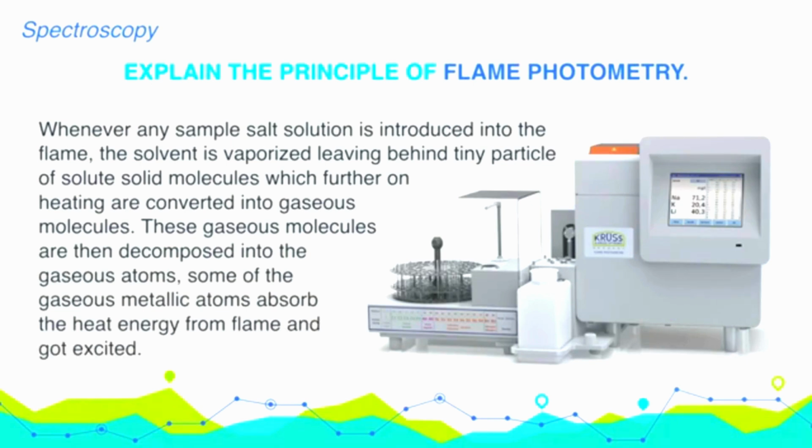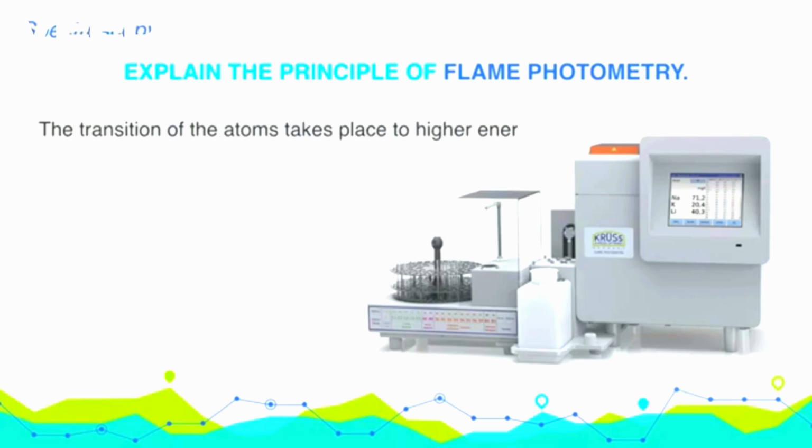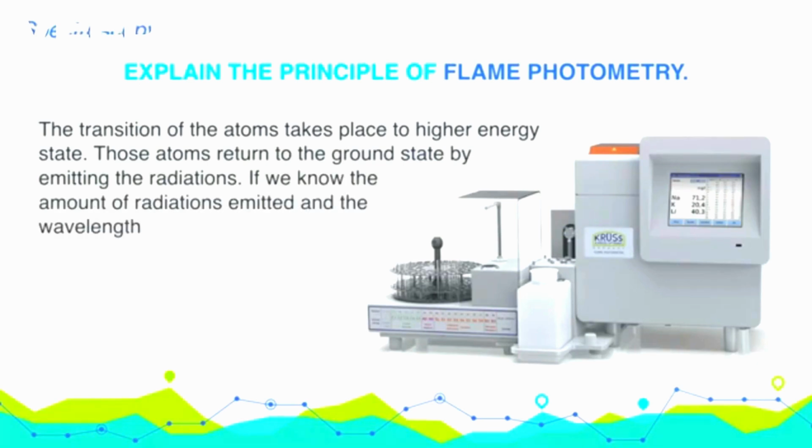Some of the gaseous metallic atoms absorb the heat energy from the flame and get excited. The transition of the atoms takes place to a higher energy state. These atoms return to the ground state by emitting radiations.